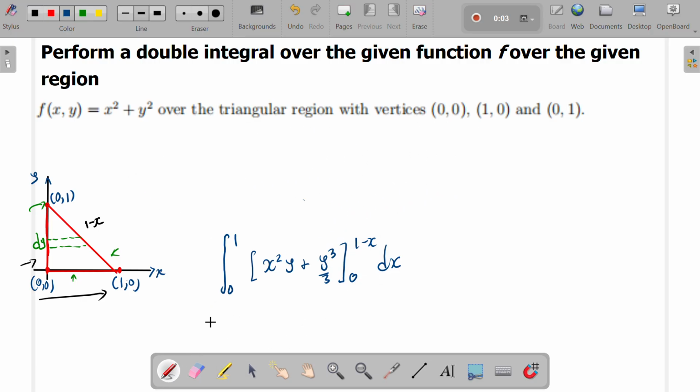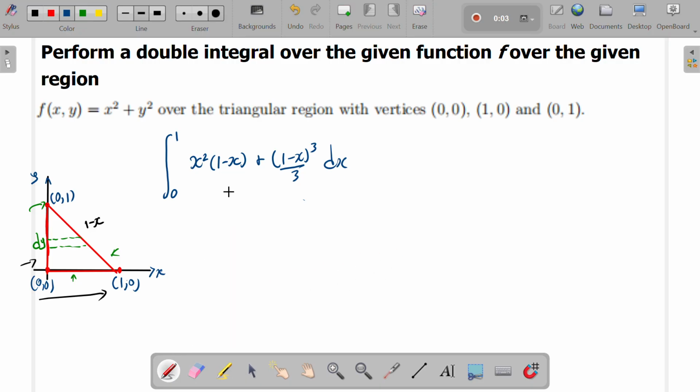So after evaluating here, this is going to look like you have 0 to 1, that's going to be x squared open bracket, then what do you have here? The lower limit is 0, so if you plug in 0, you're just going to end up with 0. So just plug in the upper limit, which is 1 minus x. So we say plus 1 minus x to the power 3, divided by 3, then you say dx, like that.